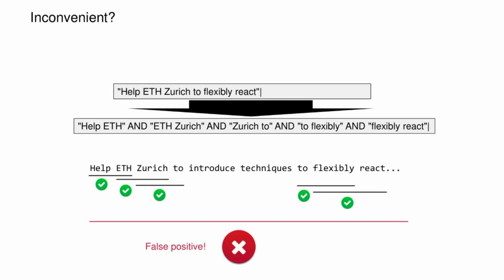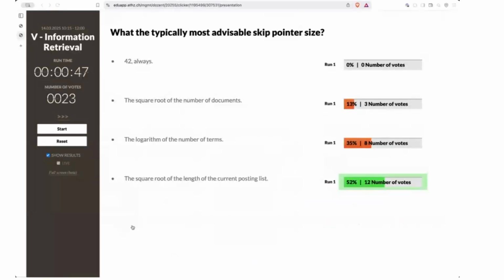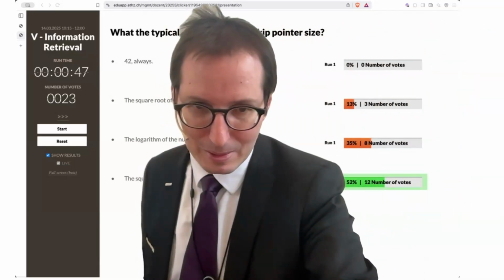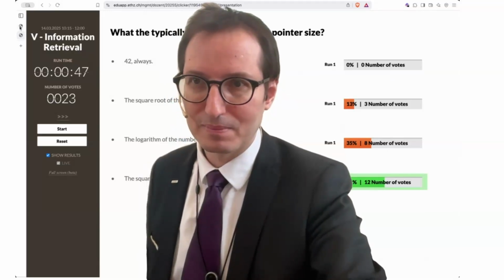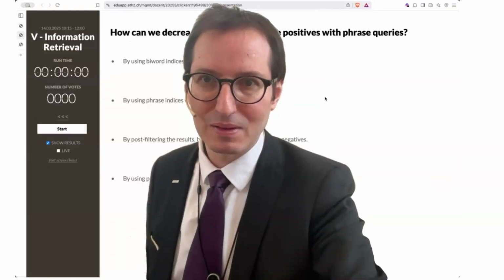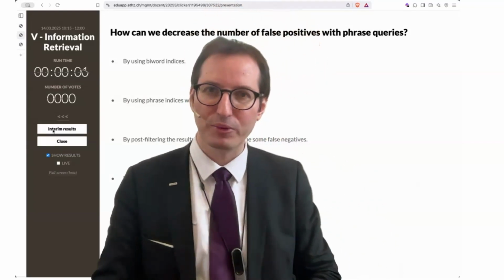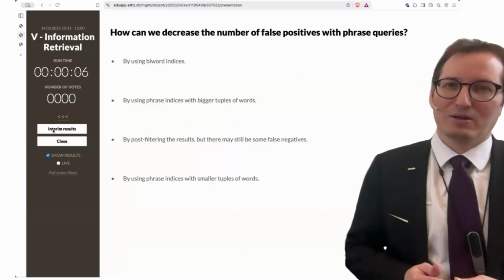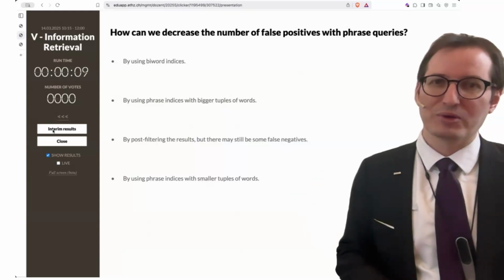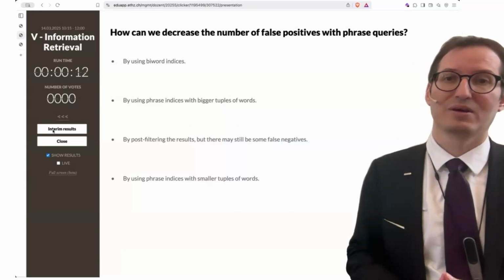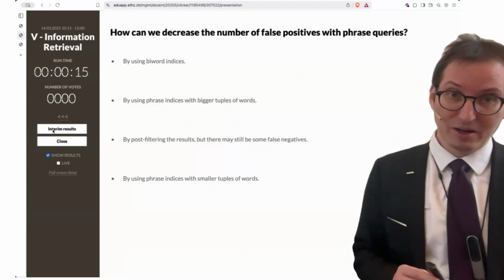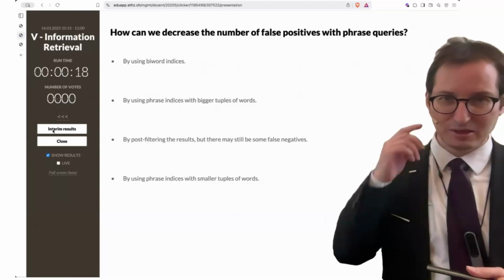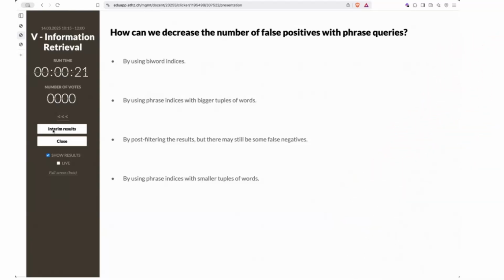So it means that I have to fix that. And so I'm going to ask you, how do you think we can fix these false positives? How do we decrease the number of false positives with phrase queries? Do we just use biword indices? Do we use phrase indices with bigger tuples of words? By post-filtering the results, there may still be some false negatives, or by using phrase indices with smaller tuples of words?